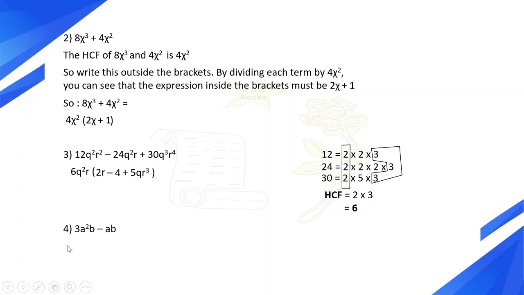The last exercise, 3a squared b minus ab. Now the HCF between the numbers, of course 3 equals 3 times 1, 1 equals 1 times 1, so the HCF is 1. And according to variables, we have to choose a, of course. According to b, we have to choose, of course, b. So ab is the HCF, open bracket, divide 3a squared b out of ab, and you will get 3a. Then divide ab out of ab, and you will get 1.